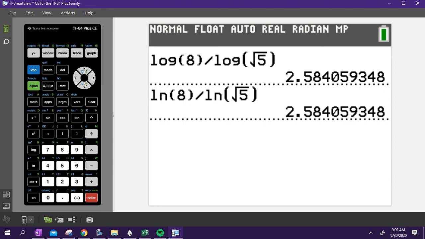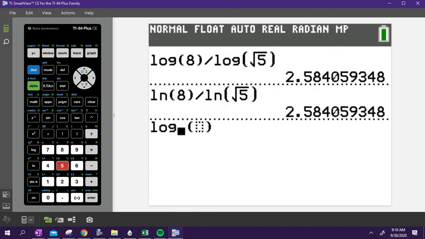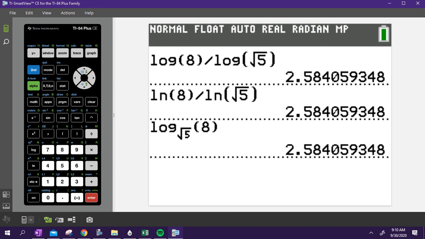Your calculator, if you're using a graphing calculator, can do this as well. On your calculator, hit alpha and then F2. It gets to our secret menu. Alpha, F2. Which one of those do you think we're going to use here? Log base, number 5. If I use number 5, now it lets me type in the base. If I just hit the log button, it's base 10. But if I use that log base button, alpha F2, now I can go second square root 5 of 8, and it gets me that.